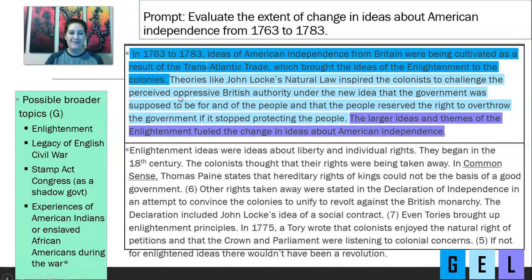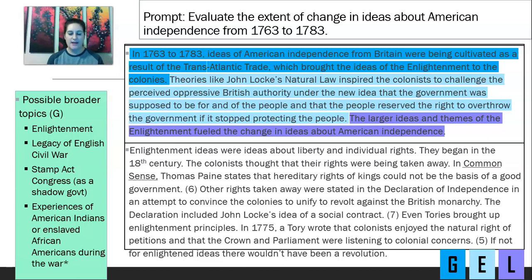This is a wonderful example of contextualization. They have great evidence. They specifically and clearly know John Locke's natural law and what it means. Notice they don't just mention it, they explain what the natural law is. And then their link is very clear. The larger ideas and themes of the Enlightenment fueled the change in ideas about American independence. It's a great link and transition.